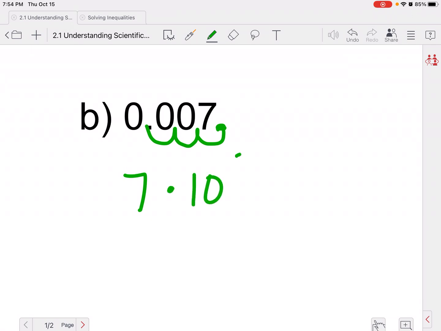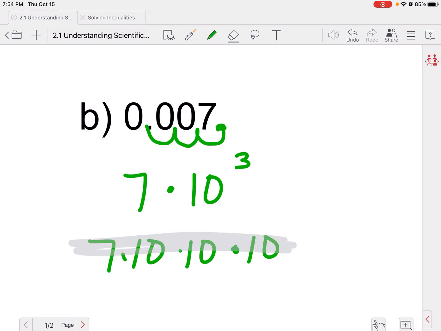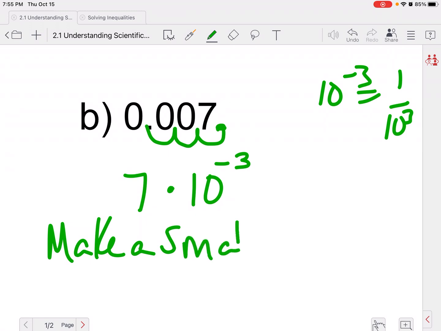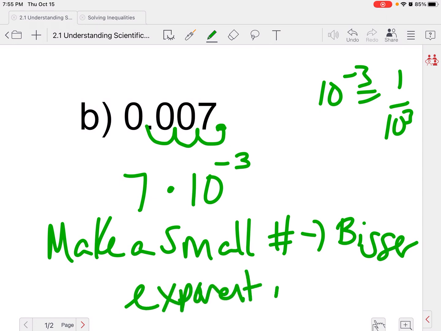Times 10. Now we moved it 3 spots. But if I did 7 times 10, that would be 70, times another 10 would be 700, times another 10 would be 7,000. So that doesn't make sense. I can't have a positive 3. But I could have a negative 3. Because as we know, 10 to the negative 3 is really 1 over 10 to the third. So it's like dividing by 10 3 times. So if I do 7 divided by 10, that's 0.7, divided by another 10 would be 0.07, divided by another 10 would be 0.007. So when we make a small number bigger, the exponent is negative.